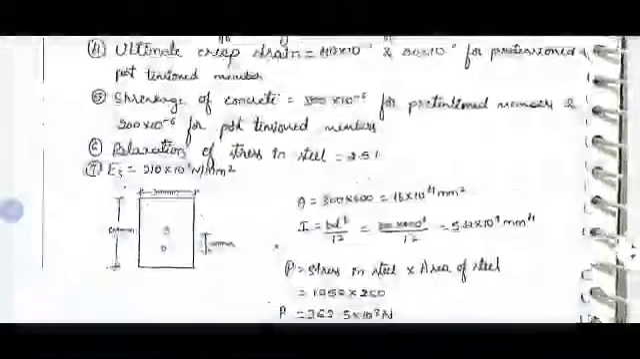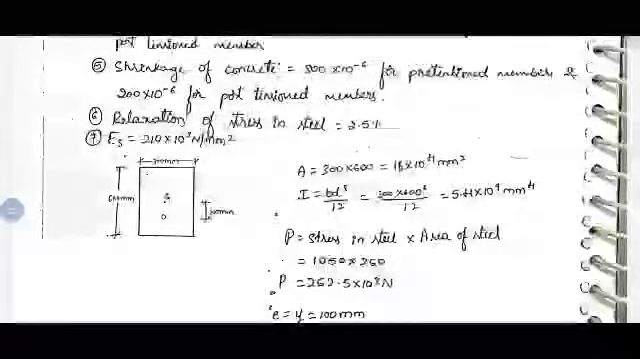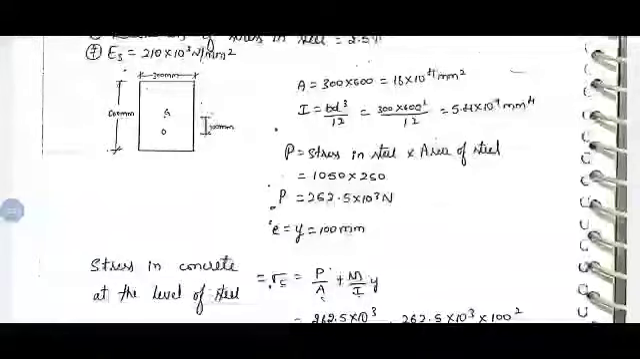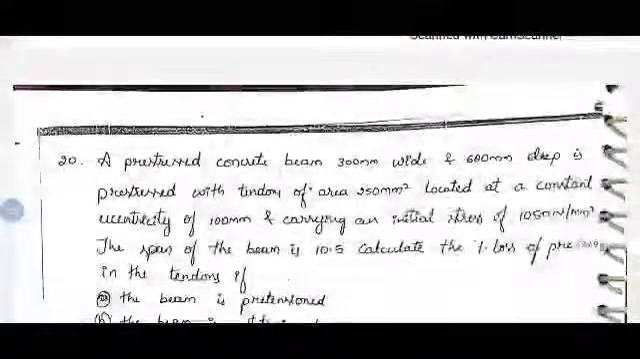Stress in concrete you need to find out. So first, area, moment of inertia, stress in steel is given, area of steel is given, so we will get pre-stressing force, eccentricity. Since it is uniform eccentricity, there is no slope, this is constant eccentricity, there is no slope at all, slope will be 0.